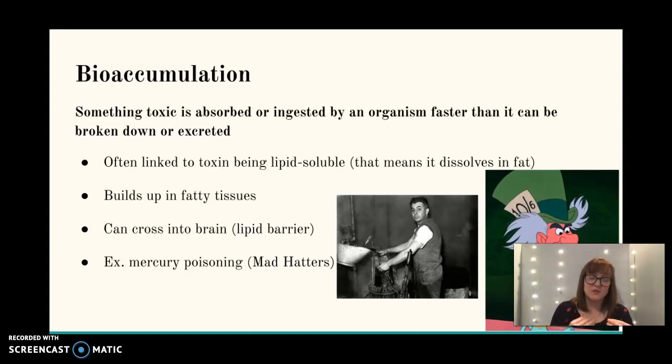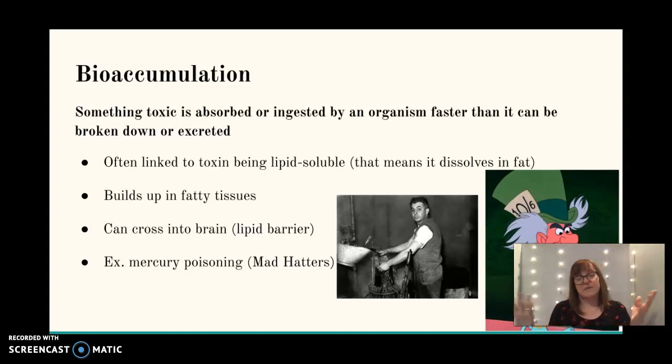And that means that over time, the more that we ingest or absorb or digest, we're just building up inside of our bodies more and more and more of those chemicals. Now, the places where we store them is in fat molecules around our bodies or our brain, because they're able to cross the lipid barrier and they sit in our brain. Now, that's a bad thing.